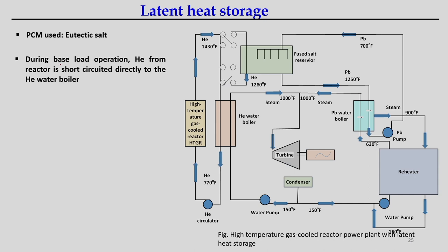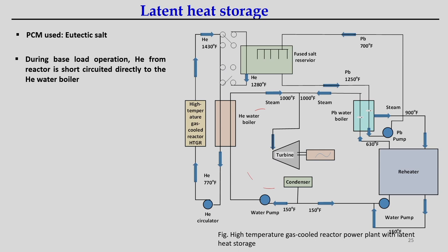So, during base load operation, this helium from the reactor is short circuited directly to the helium water boiler. So, this is the helium water boiler, this is one cycle, the heat generation cycle, and this is the lead cycle. This lead takes the heat from the stored energy in the phase change material, and then it exchanges heat with the water boiler, and then it generates steam and produces electricity in the peaking plant.